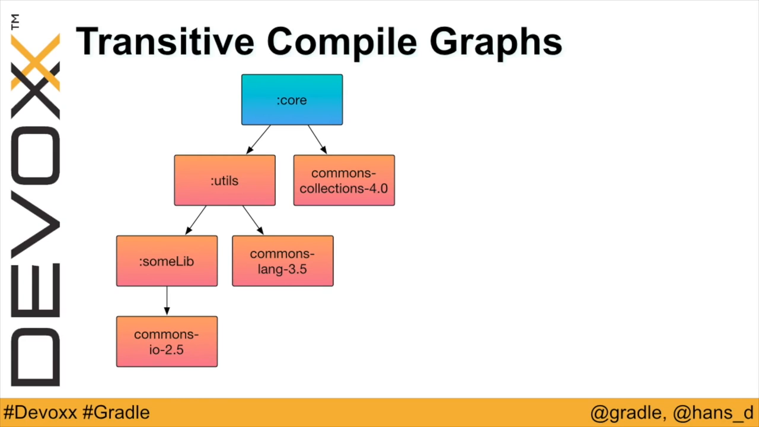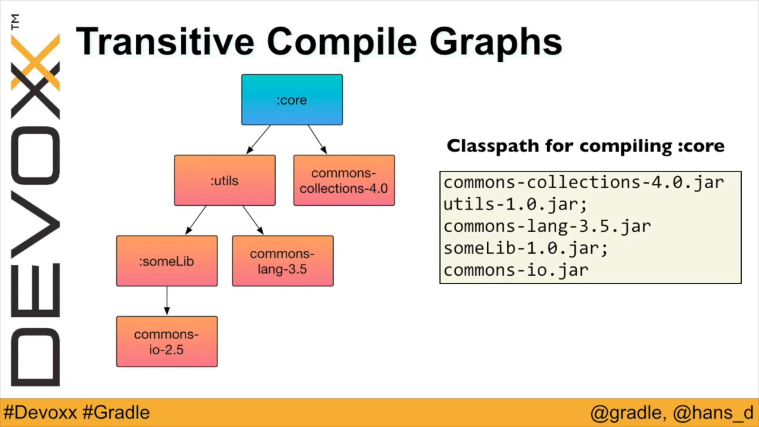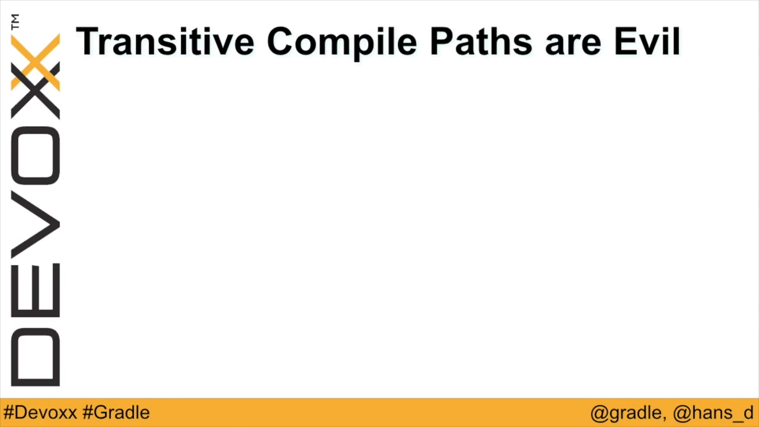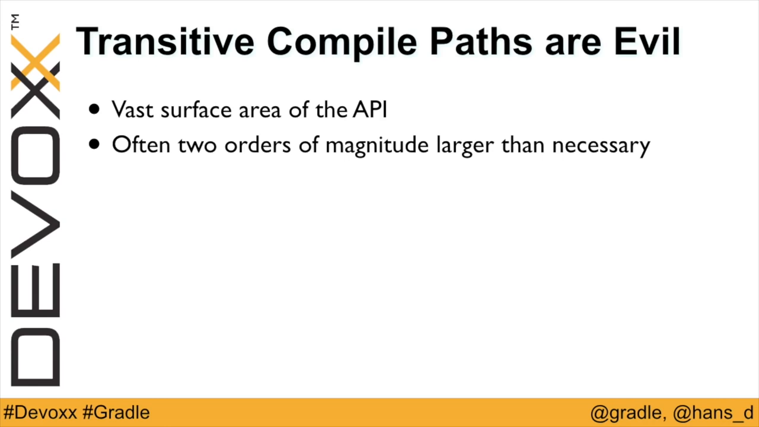And should you bother about that? I think yes. So yeah, that is what is put in the compile class path. So I think this is evil, right? So a vast surface area of the API. So the graph is often multiple orders of magnitudes larger than necessary. It is not just a few libraries, right?